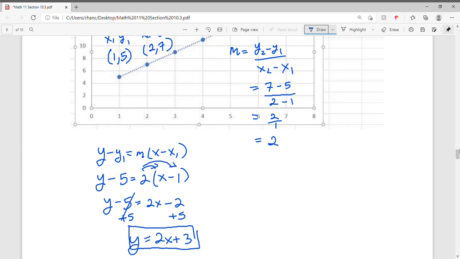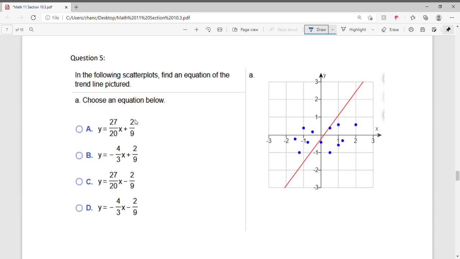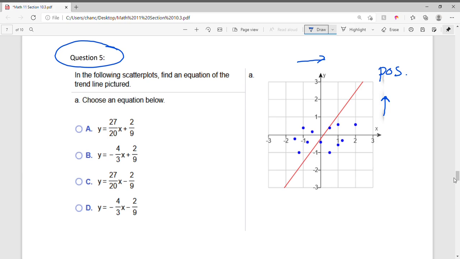This is our equation, y equals 2x plus 3. In question 5, in the following scatter plots, find an equation of the trend line pictured. Now we have several options, A, B, C, and D. The best way to look at this trend line is to determine if it's positive or negative. It rises as I go to the right, so this has a positive slope. So option B is not possible and option D is not possible.